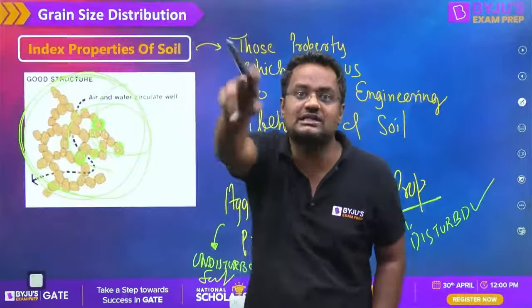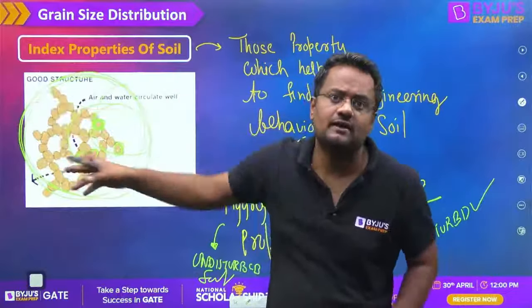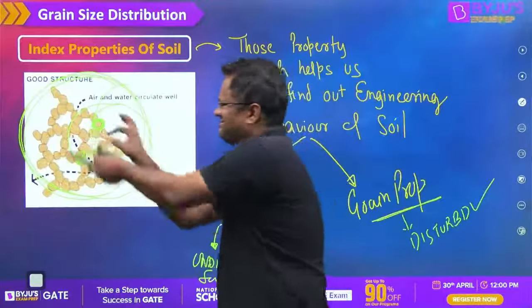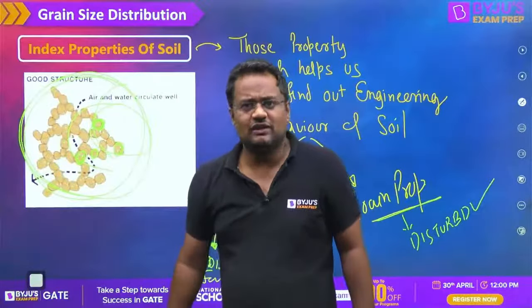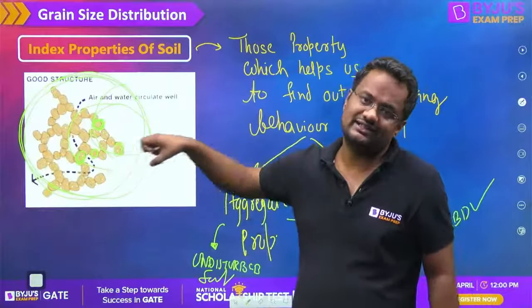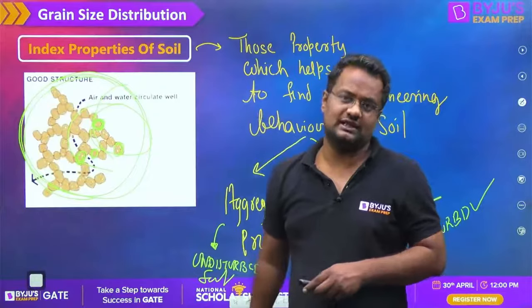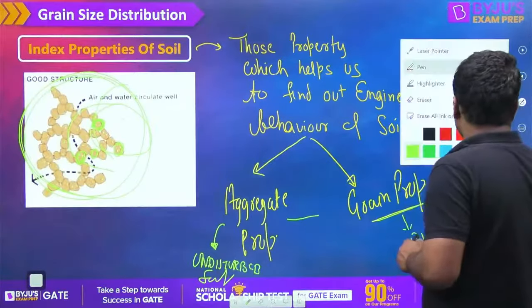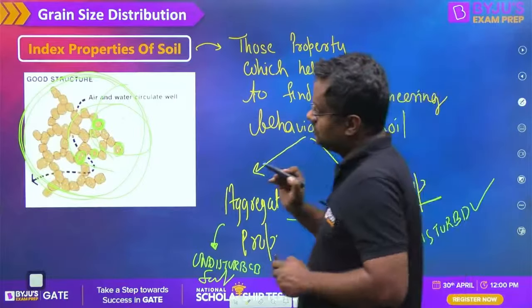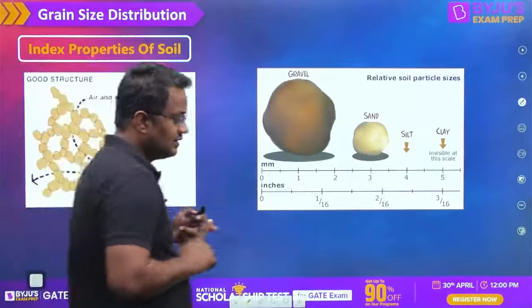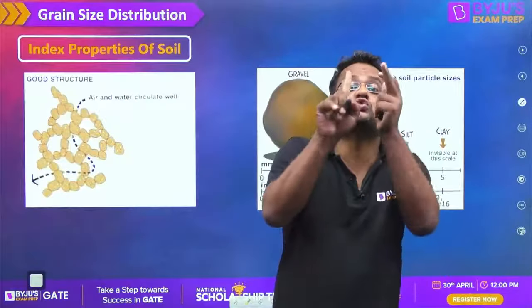field itself. Don't bring it to the lab, otherwise it will get disturbed. So it is very obvious, friend, where there is a grain property, you can sample it any way you like, it will help. But when the whole skeleton is important, then either you take the undisturbed sample or you do the in situ testing, in field testing. Now guys, moving forward, for coarse grain soils, the grain size distribution is very important.